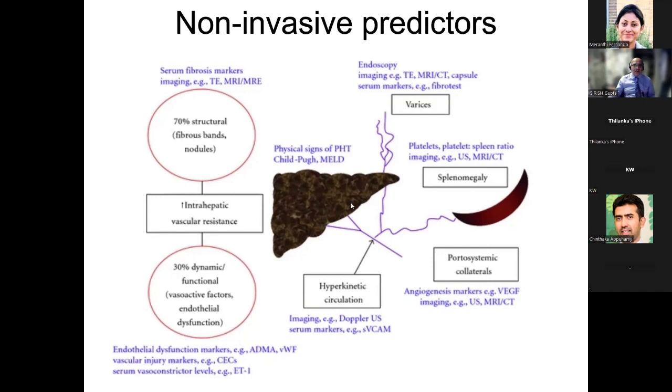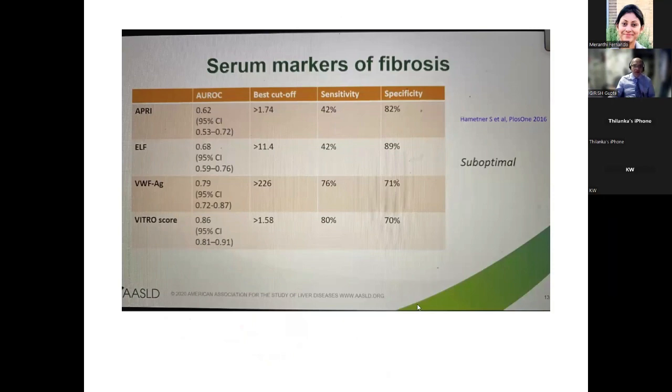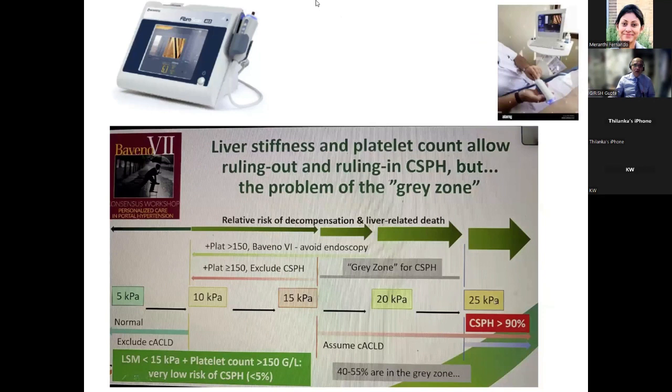So there is now more interest in fibrosis markers, in some endothelial dysfunction markers, which are blood markers, and different techniques which are used. Sadly, the serum markers of fibrosis which are being used to predict fibrosis or cirrhosis are suboptimal and cannot be used. But what is being used now is transient elastography or fibroscan measurements. It's a clever technique where it actually measures the stiffness of the liver.